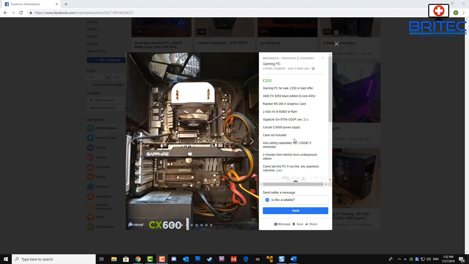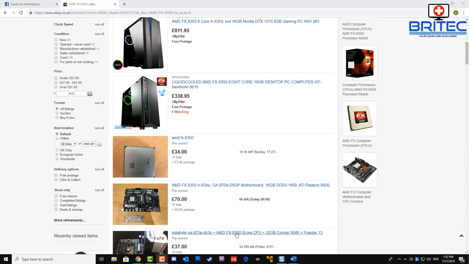So this PC here is classed as a gaming PC, wants £250 or best offer £200. You can see FX8350. It's got an R9 280X, two sticks of RAM, and it's also got a Corsair CX 600 power supply. Case is not included, also selling the SSD separately, so basically you're not getting that much really.